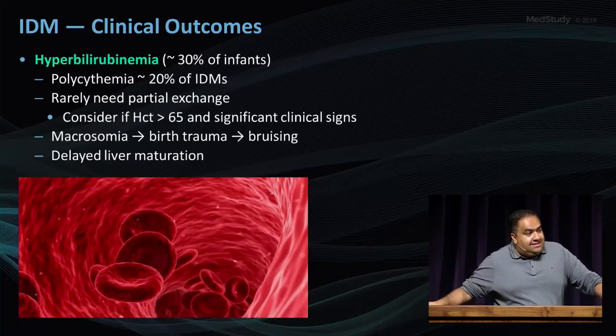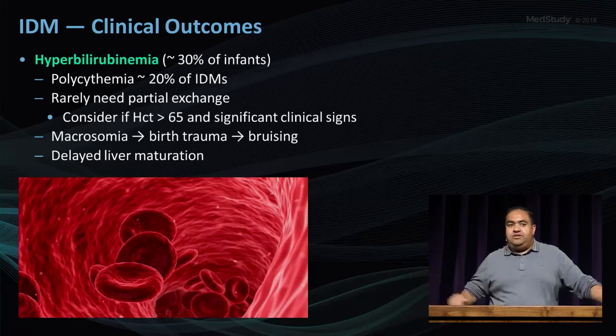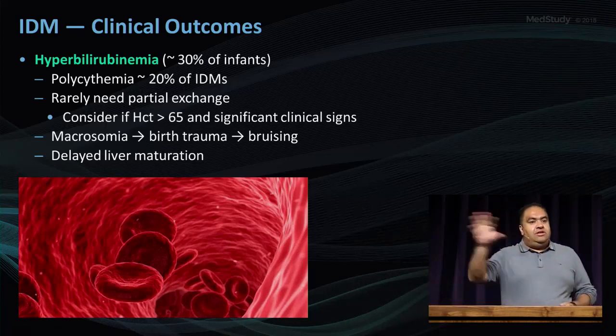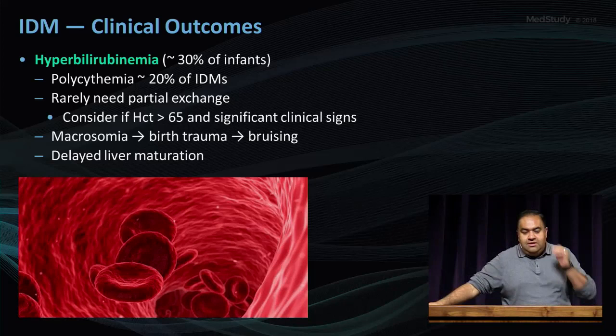Hyperbilirubinemia: these kids are polycythemic. When we talk about the jaundice, you'll see that as the heme breaks down, it releases a product of bilirubin, and so these kids are going to be at high risk of having jaundice. Rarely do they need partial exchange.